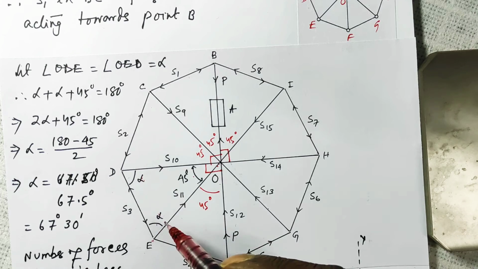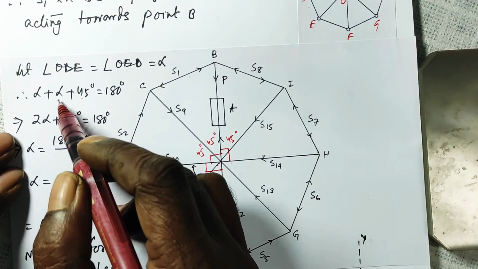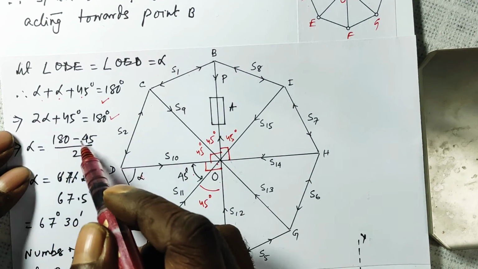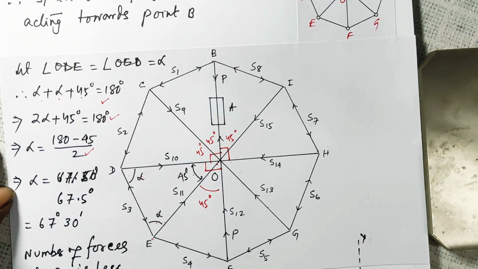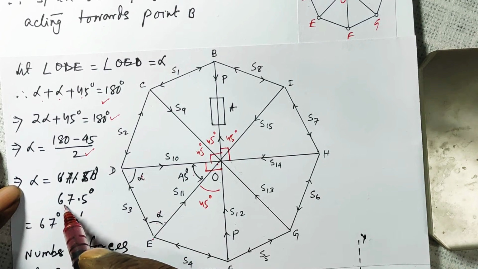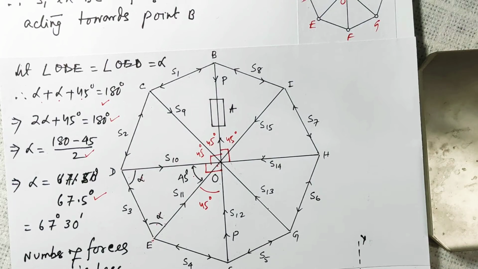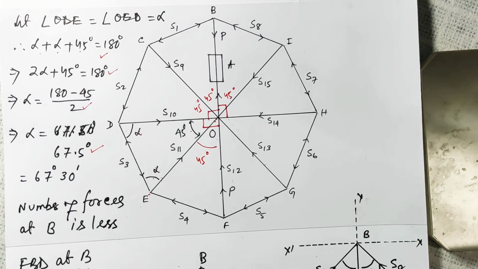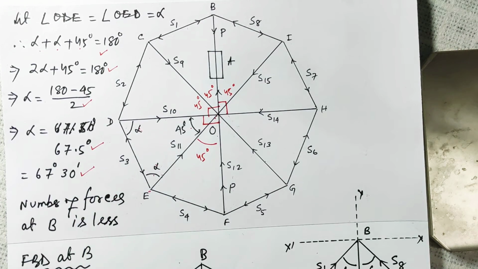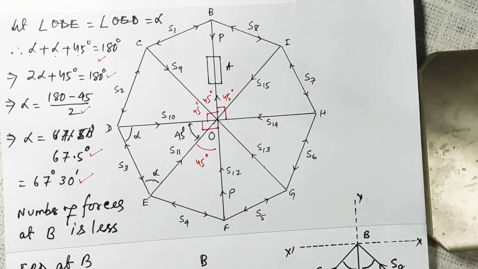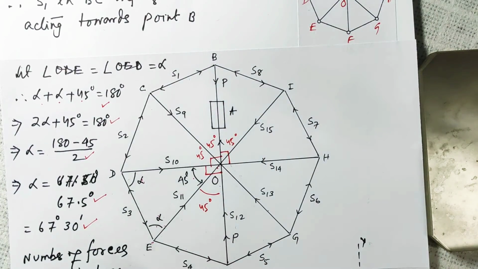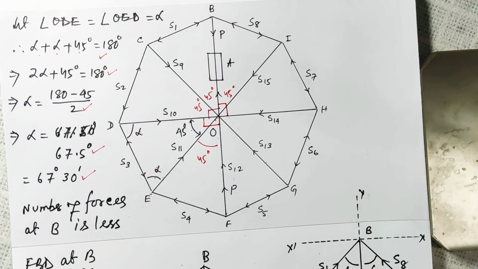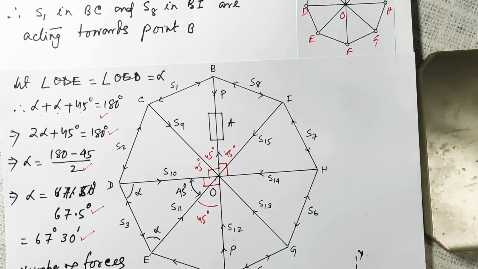45 plus 2 alpha is 180 degrees. So alpha is (180 minus 45) by 2 degrees, so that is 67.5 degrees. If you convert that into minutes and seconds of arc, you get exactly 67 degrees 30 minutes. Now the interesting point is that at point B, the number of forces is less. So we'll first consider point B.